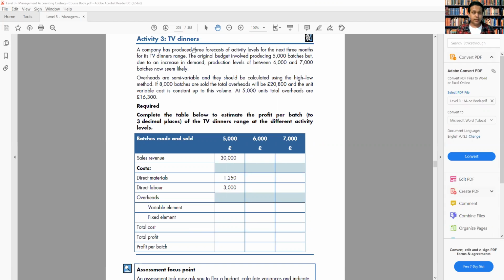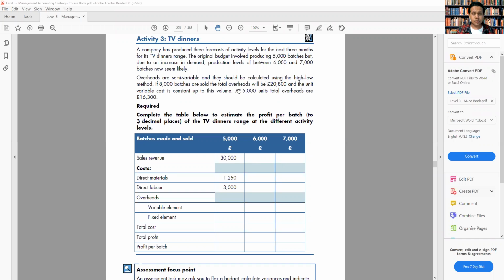So activity 3, TV dinners. A company has produced 3 forecasts of activity level for the next 3 months for its TV dinners range. The original budget involved producing 5,000 batches, but due to increased demand, a production level between 6,000 and 7,000 batches now seems likely. Overheads are semi-variable. That means the fixed and the variable are inside. This should be calculated using the high-low method. I'm sure all of you remember the high-low method.